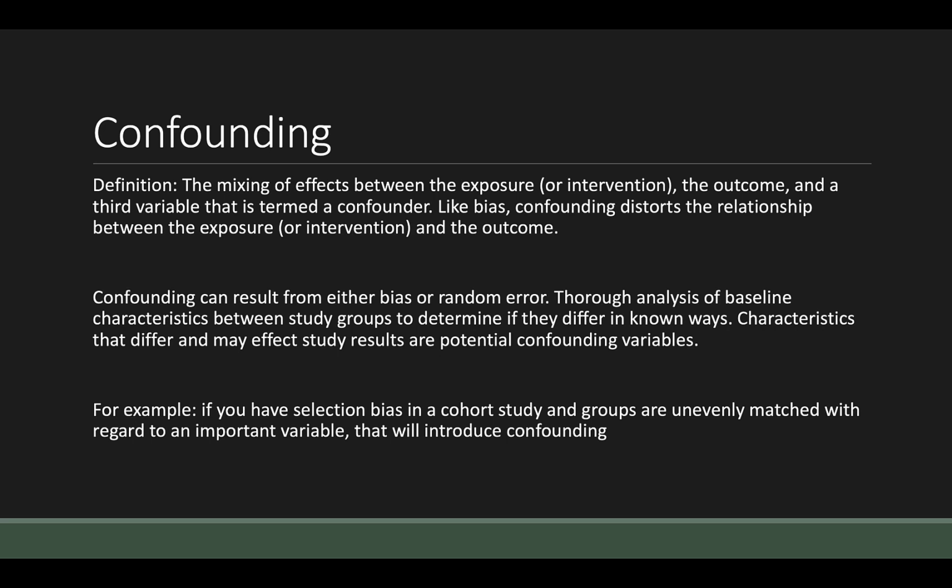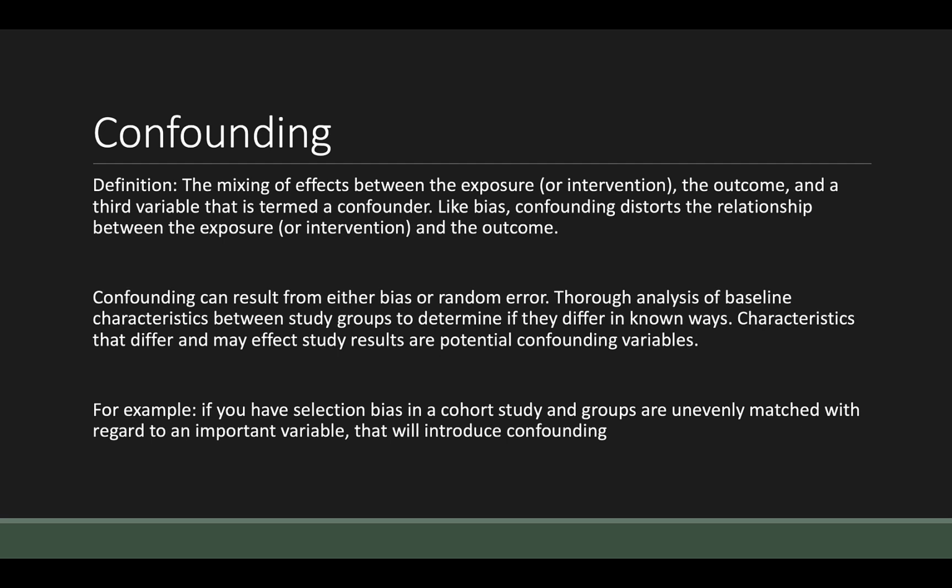To reiterate what we said in Lecture 2, the definition of confounding is the mixing of effects between the exposure of the intervention, the outcome, and a third variable, which is termed the confounder. Like bias, confounding distorts the relationship between the exposure and the outcome. Confounding can result from either bias or random error.